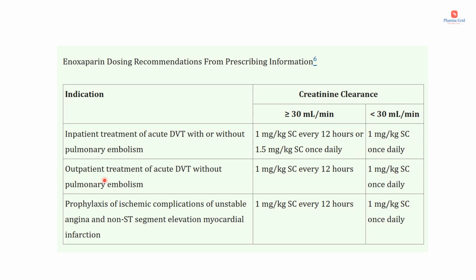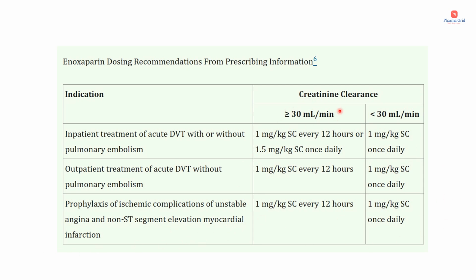The next indication is outpatient treatment of acute DVT without pulmonary embolism. If the creatinine clearance is greater than or equal to 30 ml per minute, the dose is 1 milligram per kilogram subcutaneously every 12 hours. If the creatinine clearance is less than 30 ml per minute, the dosing is 1 milligram per kilogram subcutaneously once daily. Also, in the case of prophylaxis of ischemic complications of unstable angina and non-ST segment elevation myocardial infarction, the dosing is the same.